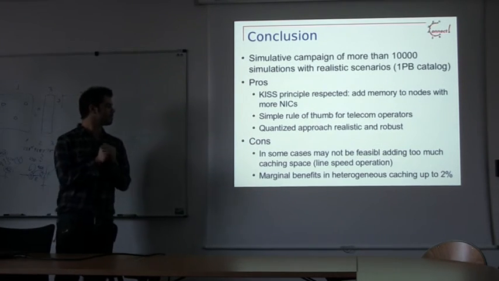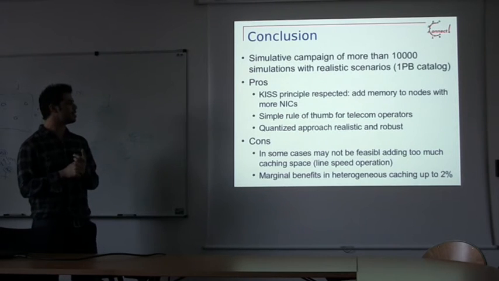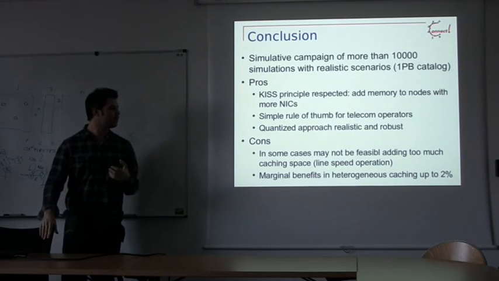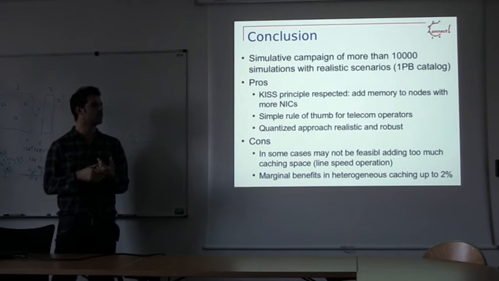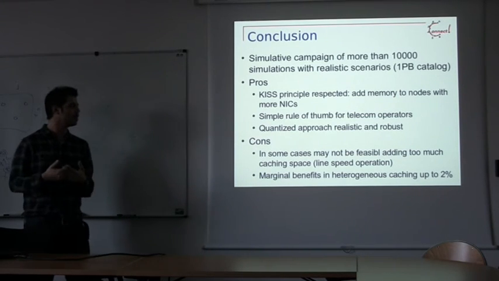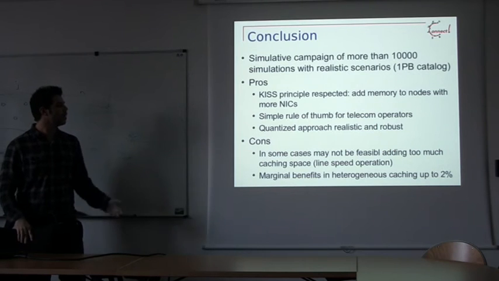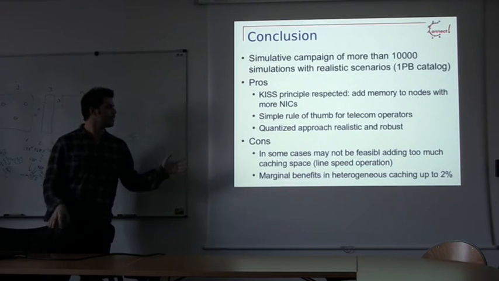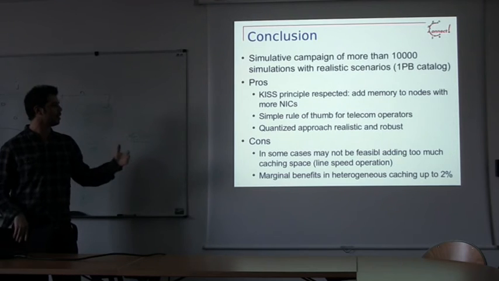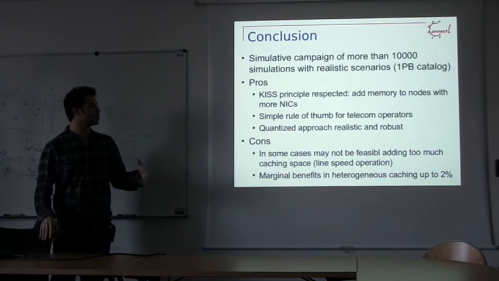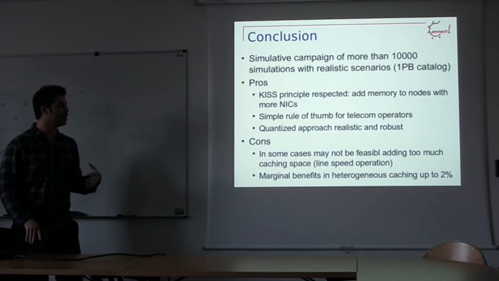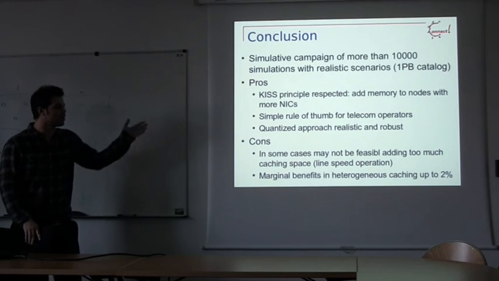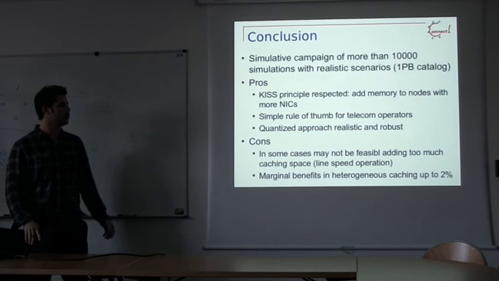The goal, in some cases this may not be feasible, because adding too much cache space can slow the line speed operations. And okay, we have that there is a marginal benefit in this heterogeneous distribution, up to 2%. So we cannot gain so much, at most, for the case that we have simulated.